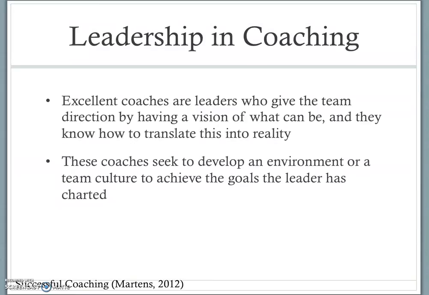If you are like other coaches, you played sports for many years before you started coaching. When you assume the role of coach, you must make the transition of getting things done through others. You can no longer participate in the game yourself, even though you wish you could. Excellent coaches are leaders who give the team direction by having a vision of what can be and then know how to translate that into reality. These coaches seek to develop an environment or a team culture to achieve the goals that they have charted for their team.